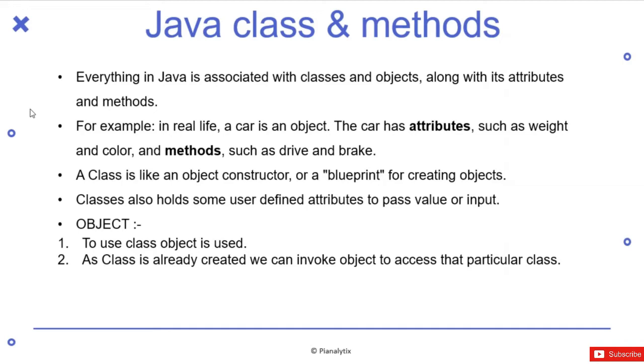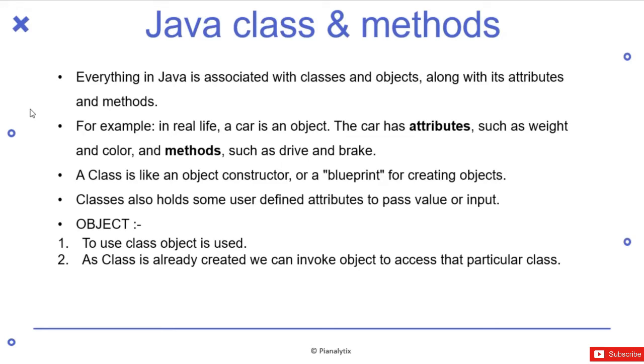Classes also hold some user defined attributes to pass values or input from the user. So we can give the user defined attributes inside the classes. Now what is meant by objects in Java? Objects are basically associated with classes.